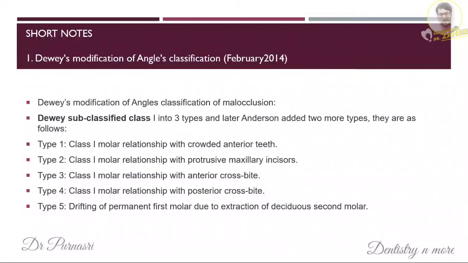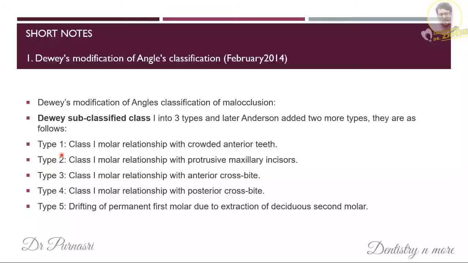Next, let's discuss the short notes in this topic. First question is Dewey's modification of angles classification. So Dewey has subclassified angles classification, the angles class 1 and class 3. There are no Dewey's modification for class 2. For class 1, he is divided into 5 types. Dewey classified into 3 types, and later Anderson has added 2 more types.